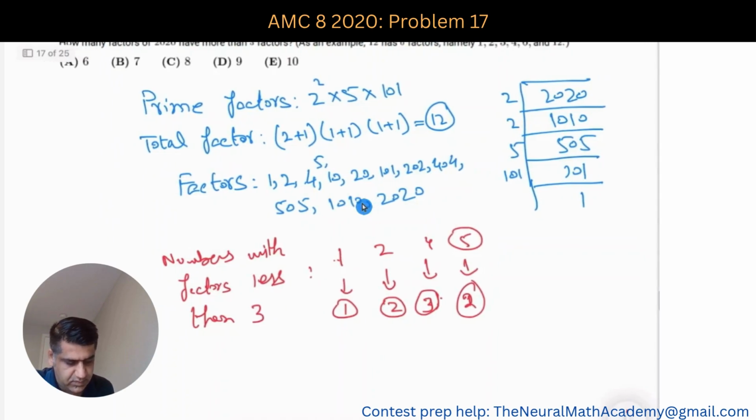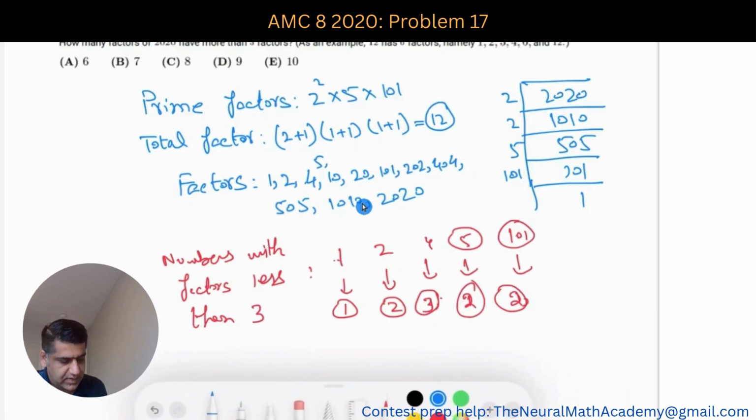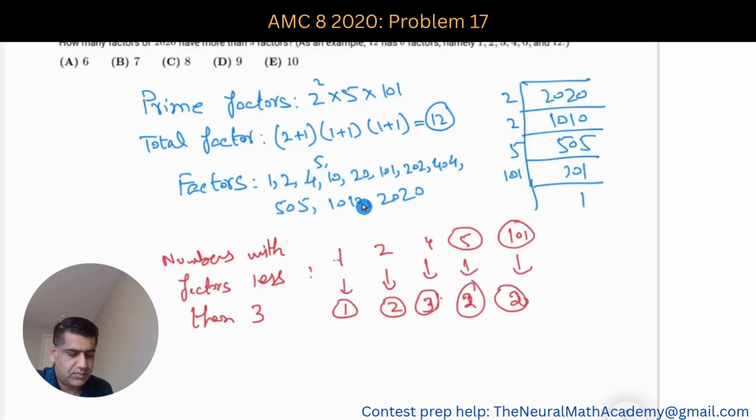And similarly, if I see 101, it also has two factors, so there are two factors for 101. Other than that, if we check all of the numbers, they will have factors greater than 3.